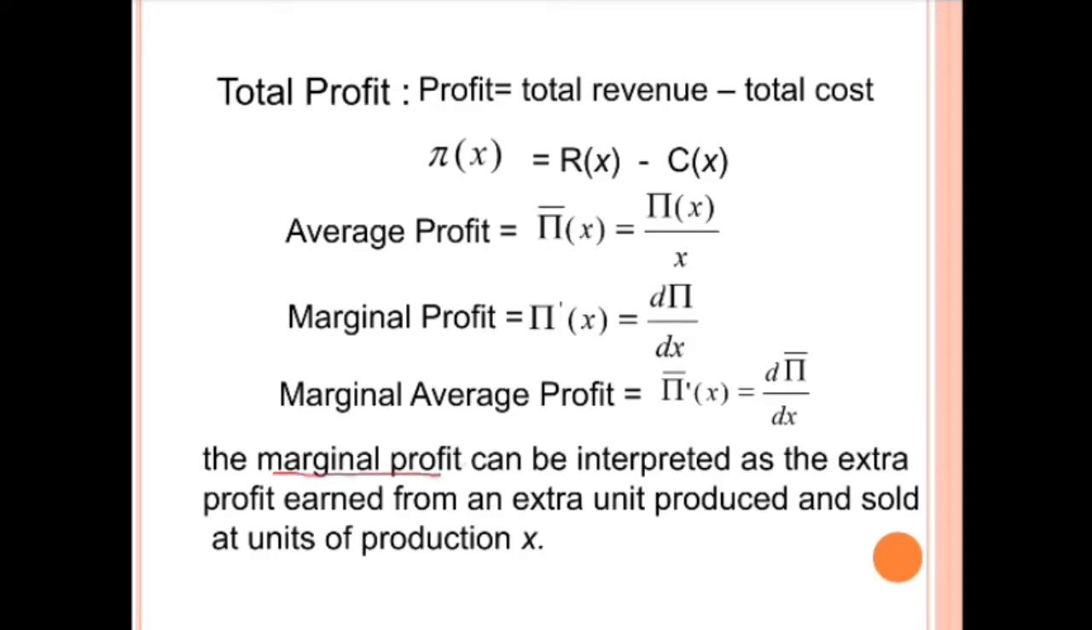The marginal profit is the extra profit earned from an extra unit produced and sold at units of production X. So it's like if we have produced 1,000 units of handphones, what would be the extra profit that we get if we have sold 1,001 units of handphones? What's that extra profit obtained if we have sold that one extra unit of handphone? That's what marginal profit means.